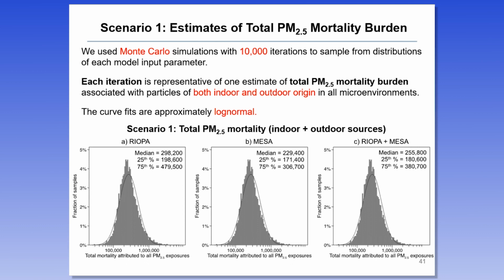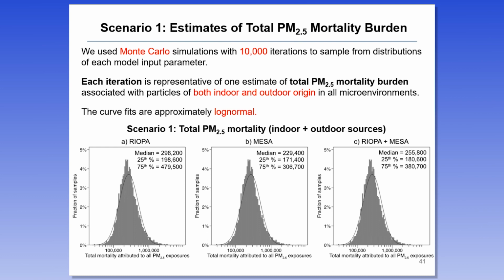When we demonstrate these 10,000 estimates of total PM2.5 mortality in a histogram, we could fit log normal curves to these numbers, as you can see here. For our first scenario, we showed that our median number, or our best estimate, for the RIOPA-only case was about 300,000 deaths in 2012.